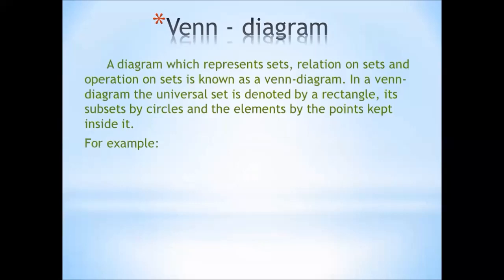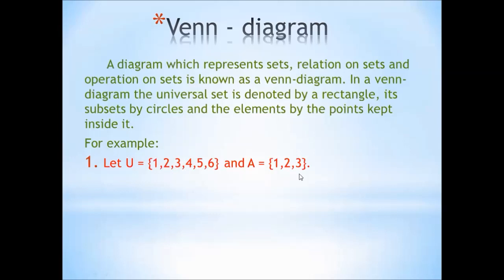Let's see an example. Let the universal set be 1, 2, 3, 4, 5, 6. We already talked about the universal set in the previous class. The universal set is denoted by capital letter U. And let subset A equal 1, 2, 3. How do we show these two relations in a Venn diagram? You can see on the screen.